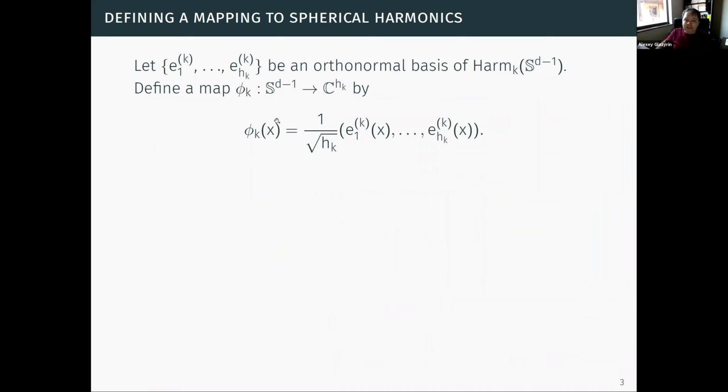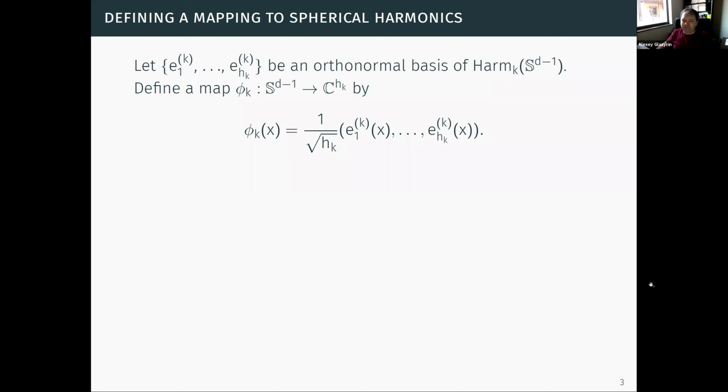And let's define the following map. So this map phi_k is going to be crucial for our construction. For any point on the sphere, we're going to define the values of the orthonormal basis at this point, and we're going to normalize it by the square root of the dimension of the space of spherical harmonics of degree k. So this is going to be our map. We're going to work with that. So what kind of map is that? What can we say about this map?